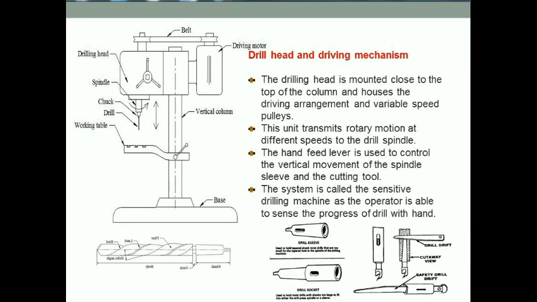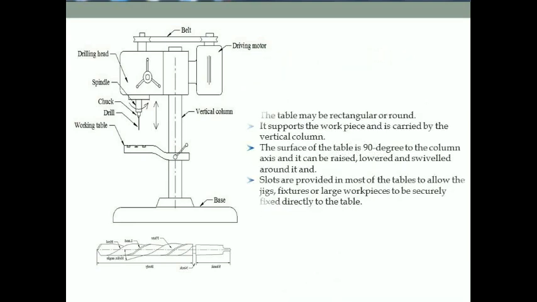To remove the drill bit from the spindle, we use a small wedge-like structure. We just insert it inside and push it, then automatically the twist drill comes out.